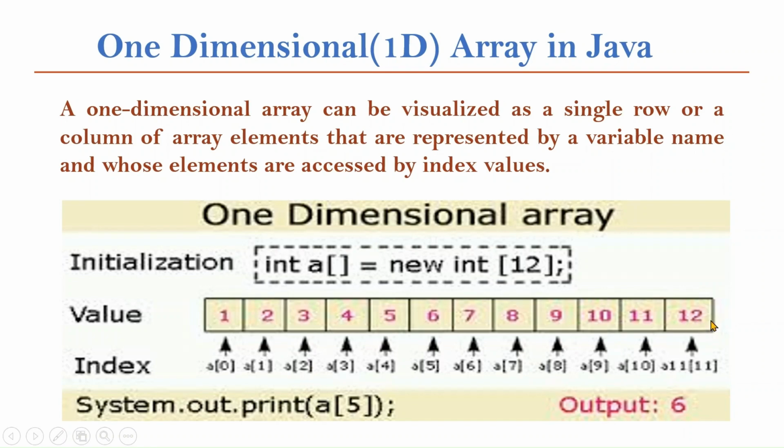Suppose your 12 memory locations are there. So the n minus 1 index will be there, so A of 11. Okay, so like this we can access. Suppose I'm printing System.out.print of A of 5. You can see A of 5 is the value 6, so the output is 6. So if you want to access any element from an array, it's mandated that the index number plays the main role.